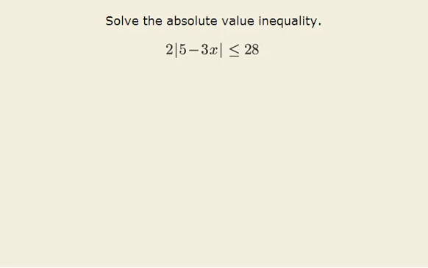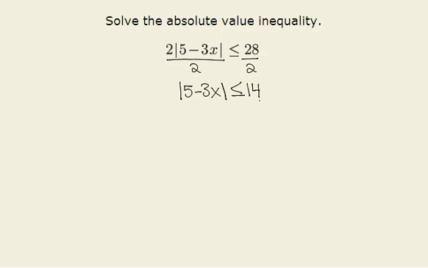Solve the absolute value inequality. The first thing I'm going to do to this inequality is divide both sides by 2 to get this absolute value all by itself. So that's going to give us absolute value of 5 minus 3x is less than or equal to 14.